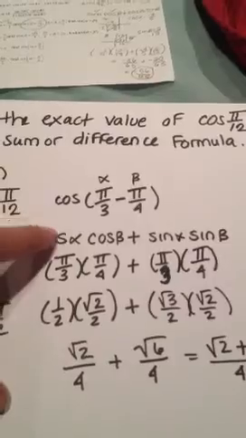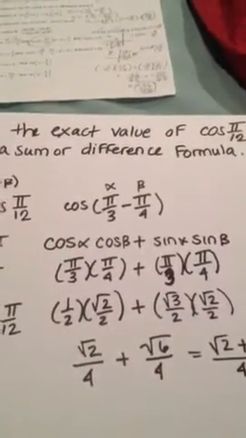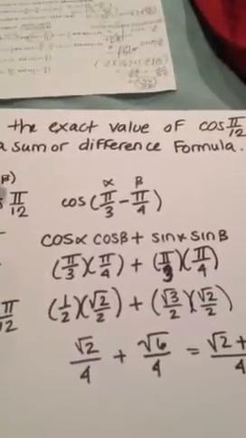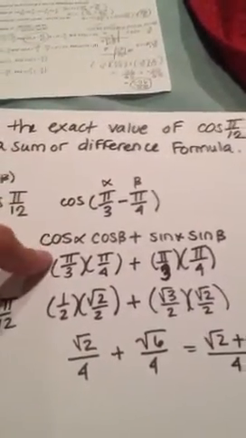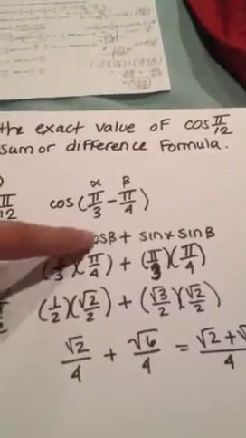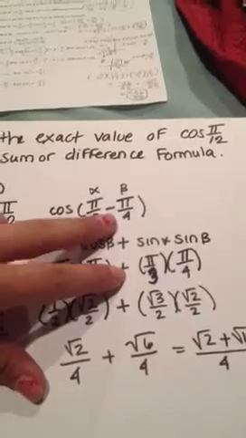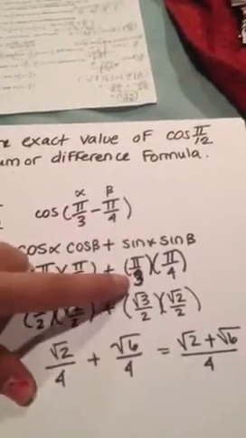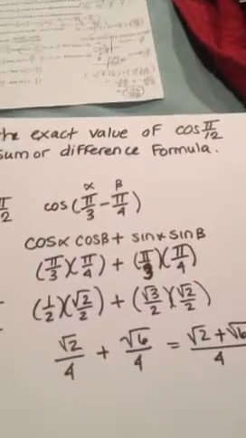So it's cosine theta, cosine beta, plus sine theta, sine beta. And whatever theta is, that's pi over 3, you plug in: cosine of pi over 3. Cosine beta is pi over 4, plus, because you have to change the sign, sine theta is pi over 3, and sine beta is pi over 4.